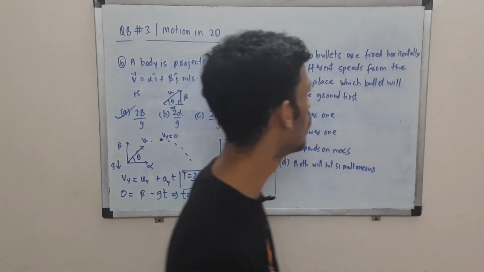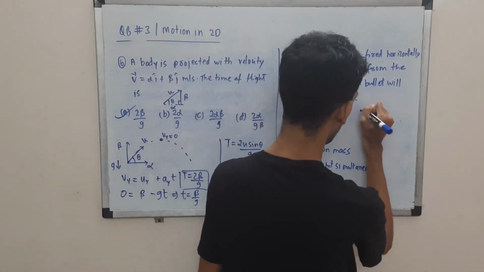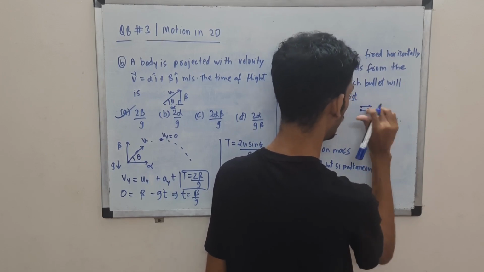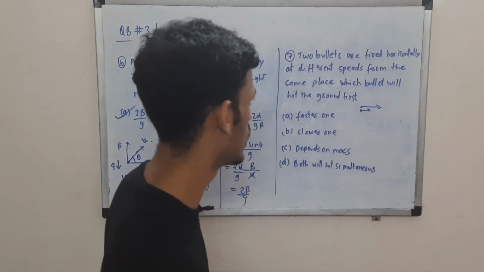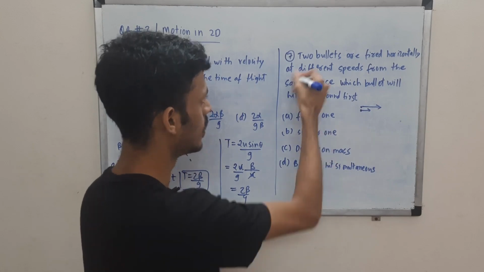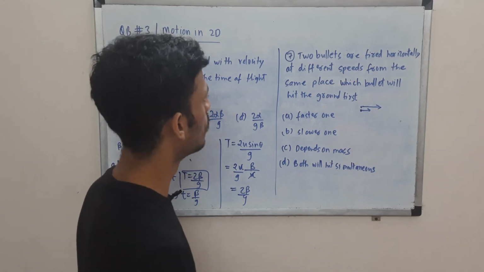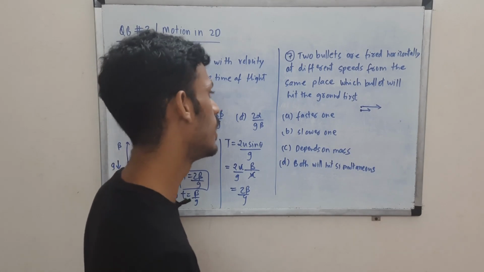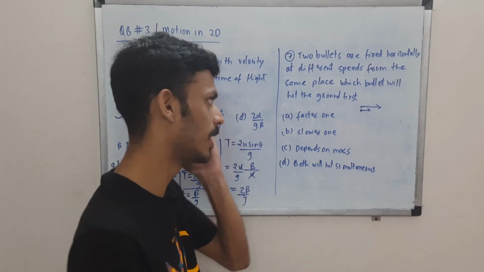Let's come to this one. 2 bullets are fired from the same position, horizontally, which is important. One with some greater speed than the other, and one with lesser speed. So some different speeds. Surely one is bigger than other. So you are supposed to tell which bullet will hit the ground first. Faster one, slower one, depends on the mass, or both will hit simultaneously.